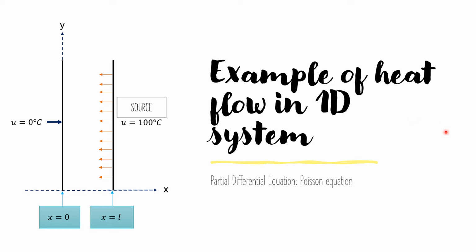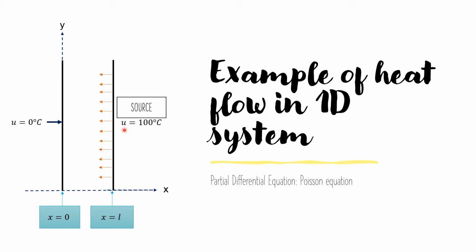Hello everyone. So now we are going to solve the Poisson equation for a simple case of a heat flow in a one-dimensional or spatial space. Here, let me just brief you on what we are going to do. Just imagine we have a source on the right hand side, which is here.